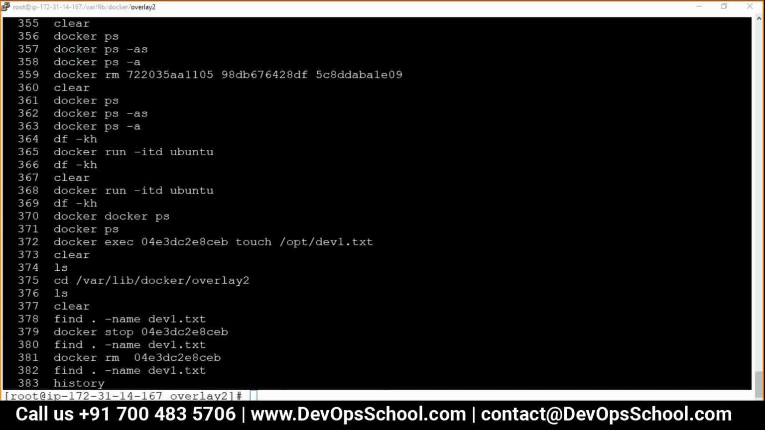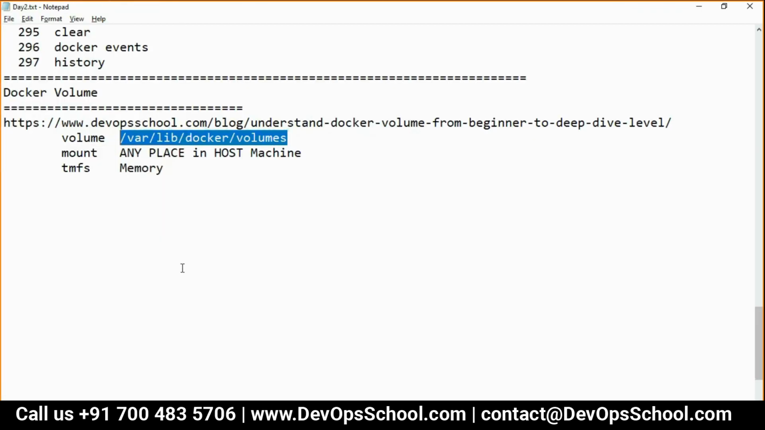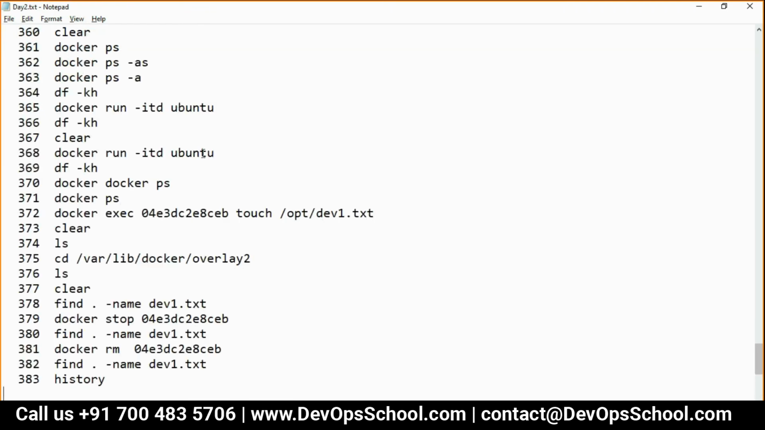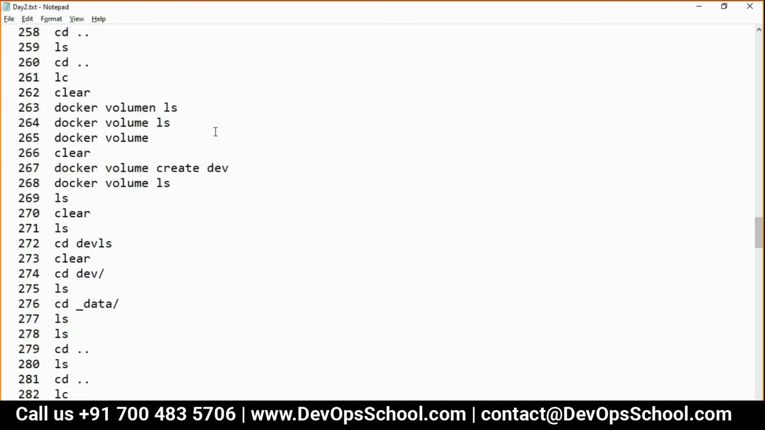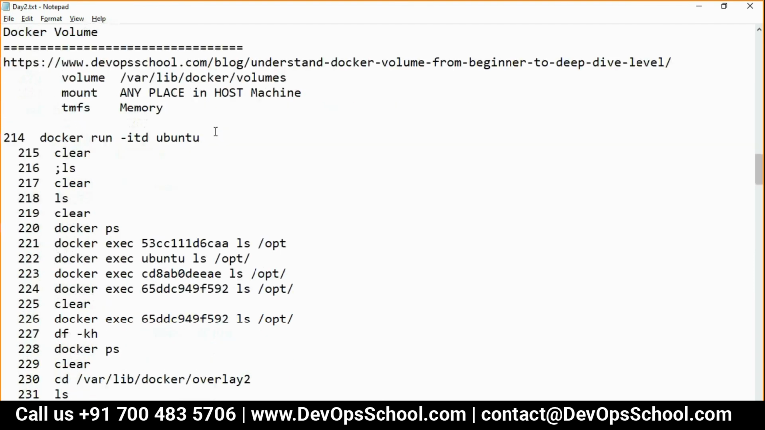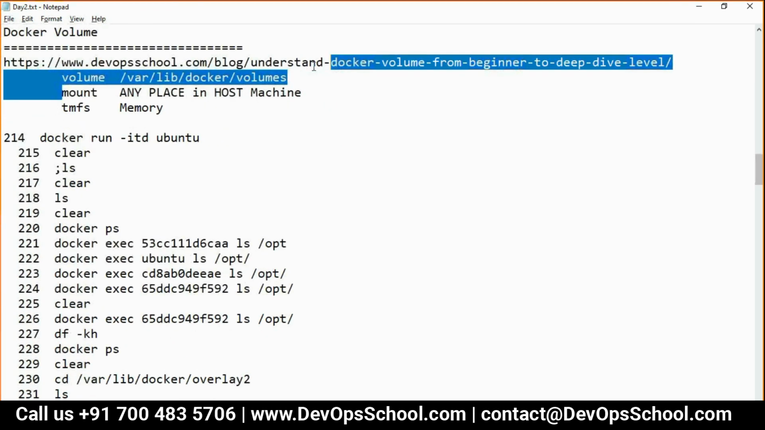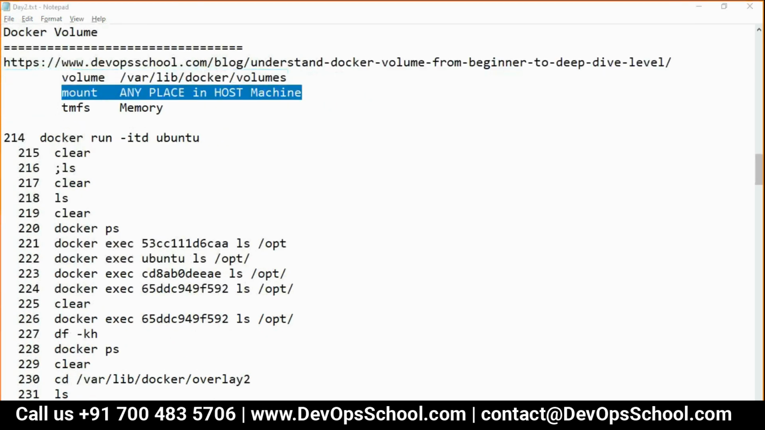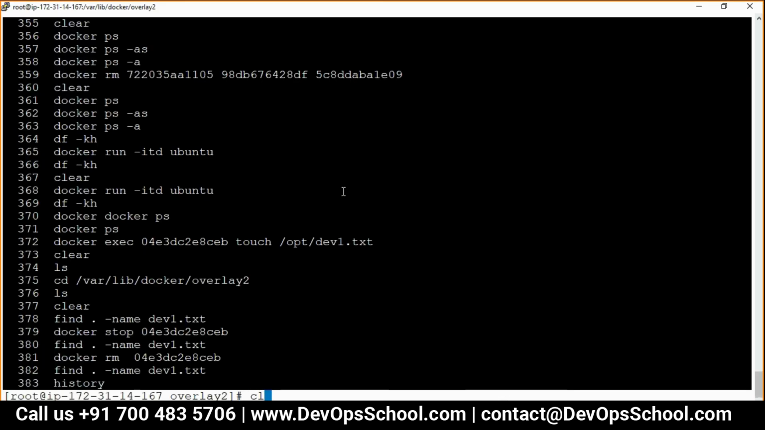Don't follow any commands blindly, guys, because you need to understand conceptually. You have to be strong. So understand this. Now I'll show you the mount. How can you do the mount? Mount is damn simple, by the way. So let me show you.